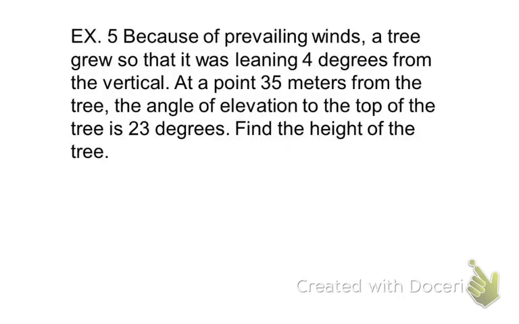Okay, last one, example 5 says that because of prevailing winds, a tree grew so that it was leaning 4 degrees from the vertical. At a point 35 meters from the tree, the angle of elevation to the top of the tree is 23 degrees. Find the height of the tree. So let's start by drawing a picture.